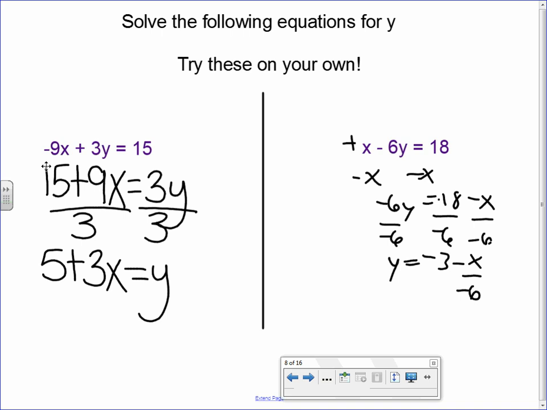Now, the only thing I would edit here is I wouldn't leave this as negative over negative, because that's going to be messy if you need to use this later. Negative over negative simplifies to positive. So I would write either negative 3 plus x over 6, or you could say 1/6 x would be okay as well, like we did in that last problem. Okay? Any questions getting the y alone?